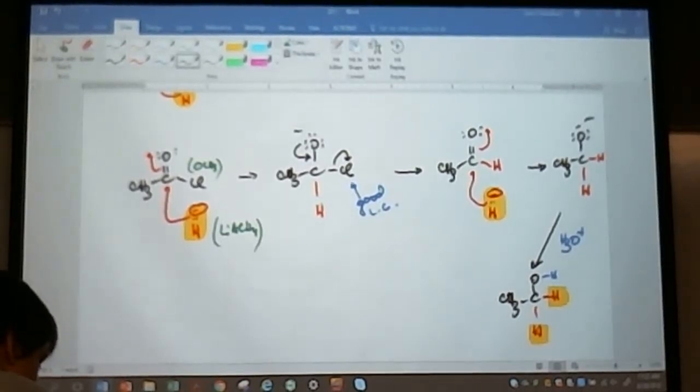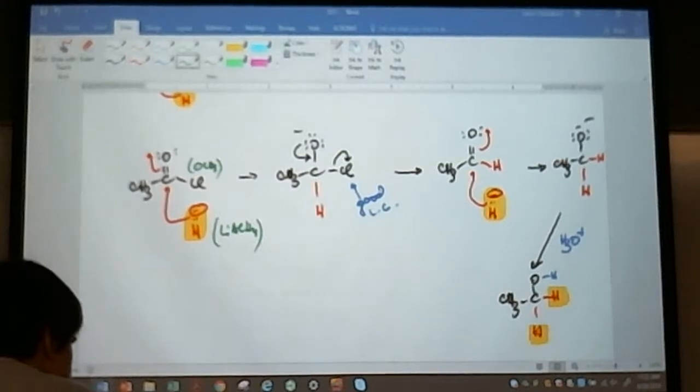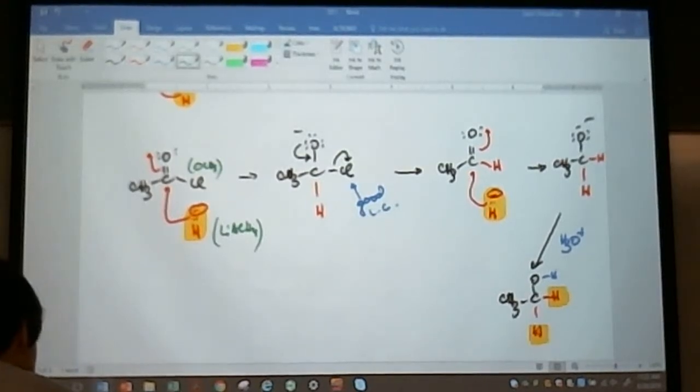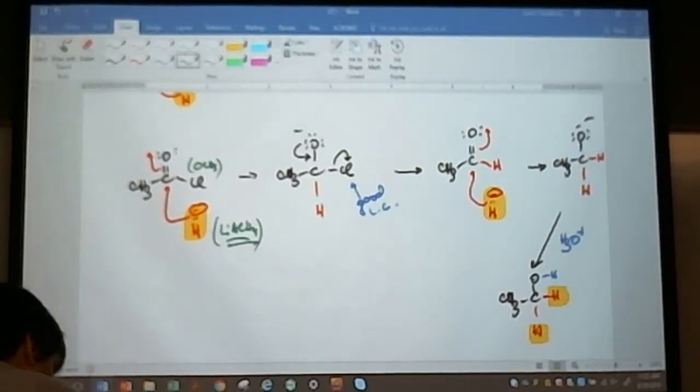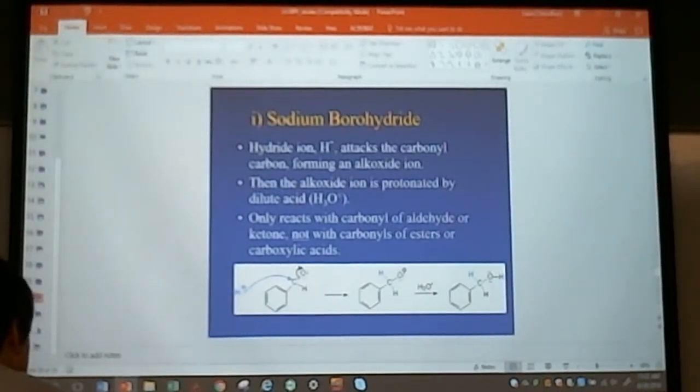So we can reduce aldehydes and ketones in a couple of different ways, either with hydrogen, hydrogenation, or with sodium borohydride, or with lithium aluminum hydride. But an acid chloride or ester will only be reduced by lithium aluminum hydride. We don't have an option. Okay. So those are basically your reactions. Add a hydride, then the oxide ion is quenched to form the alcohol.